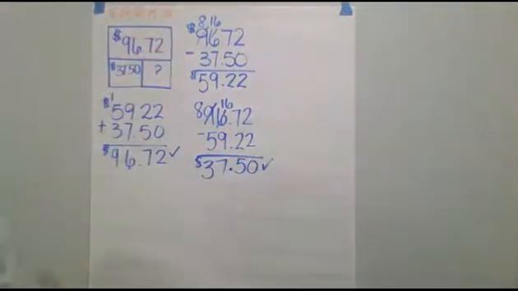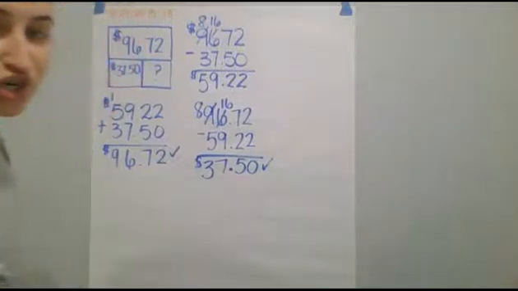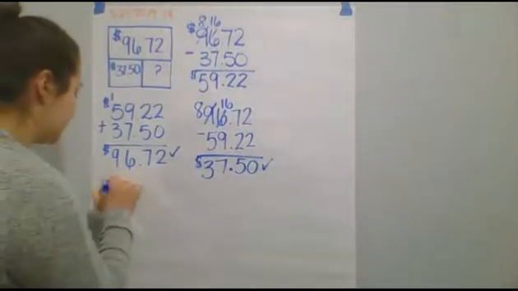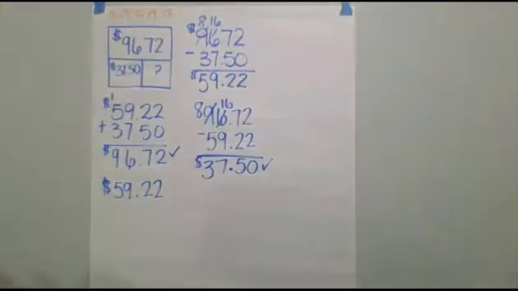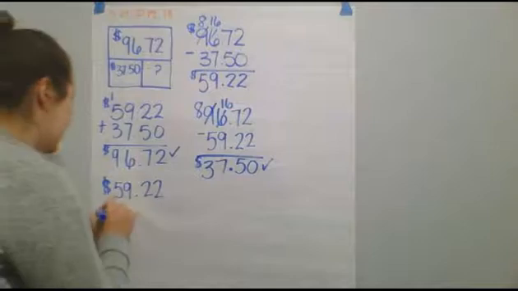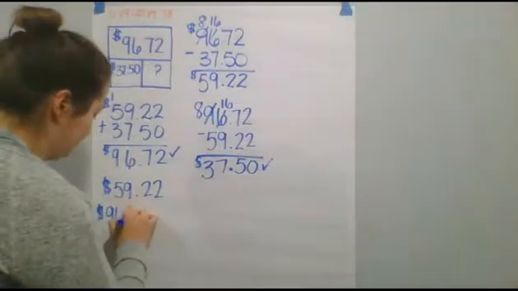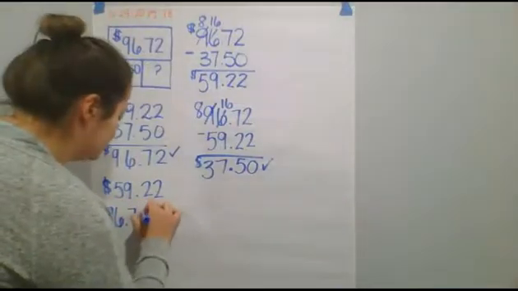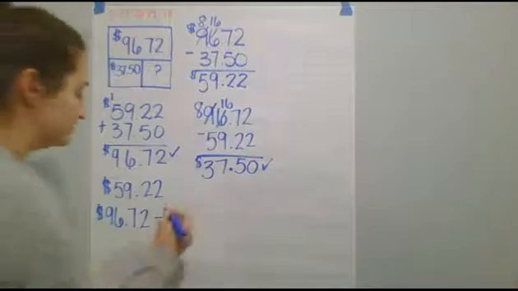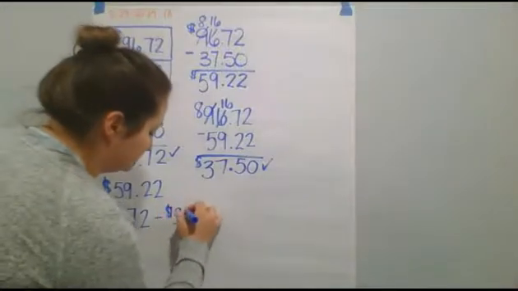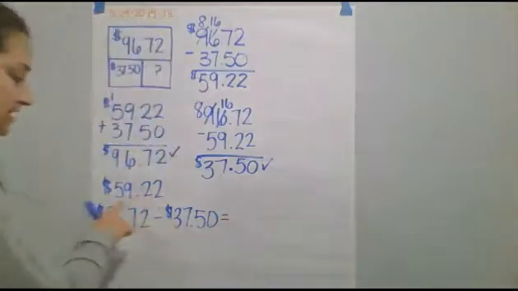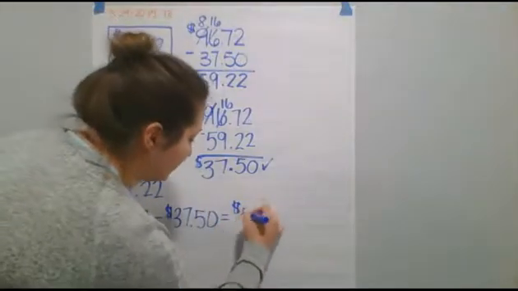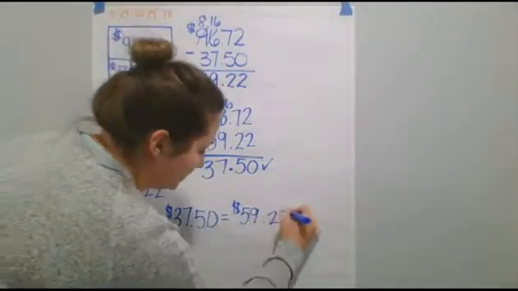So the amount of money that we have left after going shopping is $59.22. And the equation that I use to solve that is going to be $96.72 minus $37.50. And that gives me my difference of $59.22.